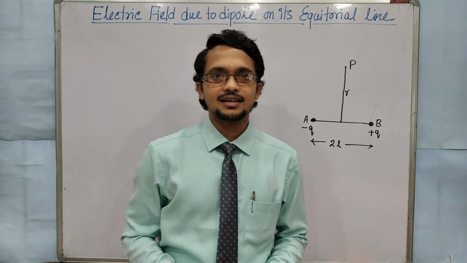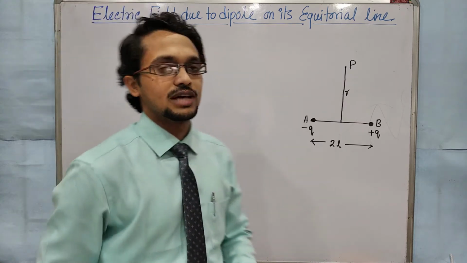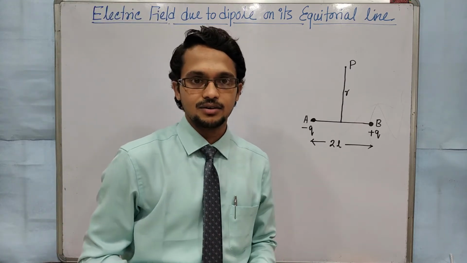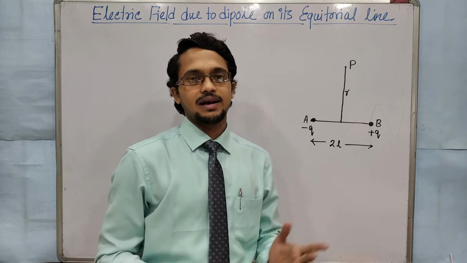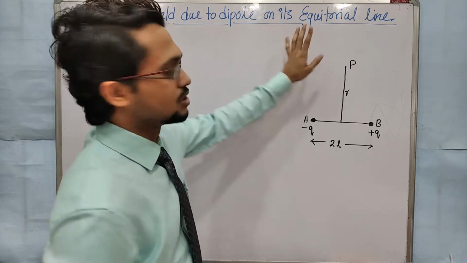Hello students, in this lecture we will see the electric field due to a dipole on its equatorial line. Derivation for the axial line we had already done in the previous lecture. In this lecture we will do this one.